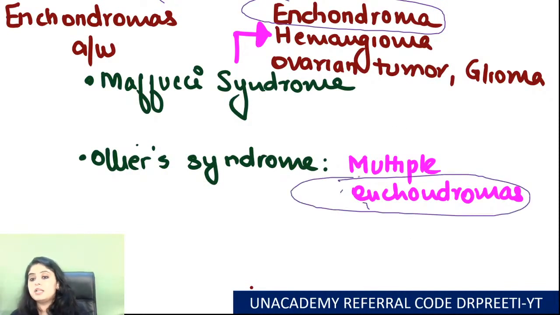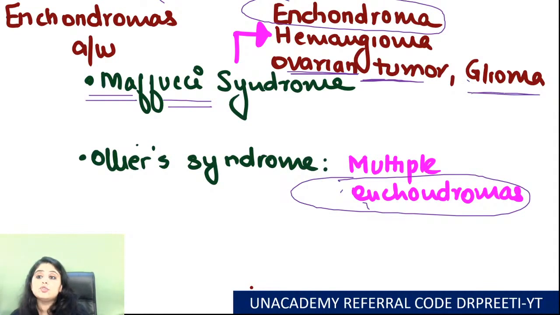but please remember Maffucci syndrome, you will be studying it in gynecology also, because they additionally show you ovarian tumors. They can also show you gliomas and hemangiomas. So please remember, enchondroma is there. Other than that, hemangioma, ovarian tumor and gliomas. Ollier's also shows you multiple enchondromas, right?